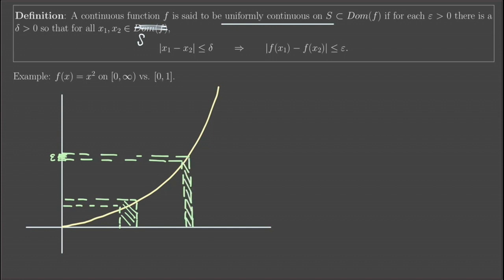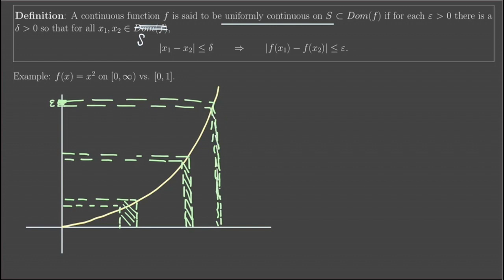So now, any delta I choose based on this newest picture would have to be fairly small so that this width, this vertical width on the x-axis, is fairly small. But then if I do this again, say I look at outputs higher on the y-axis, which are within distance epsilon of each other, now their inputs have to be really, really close together.